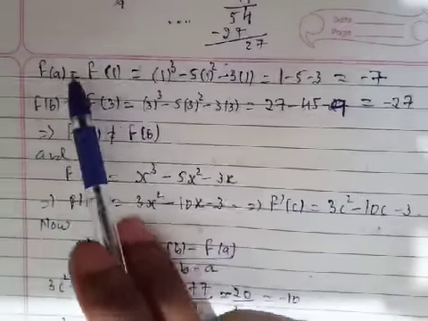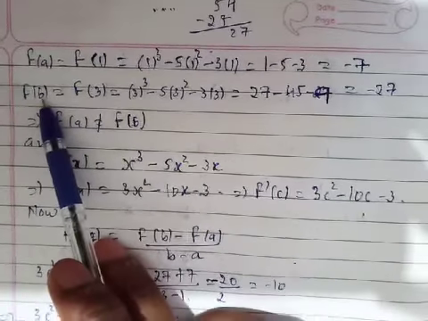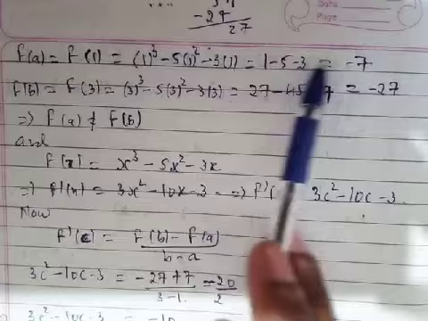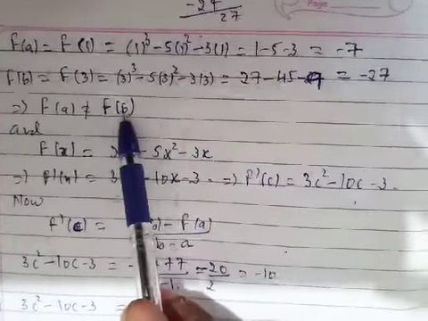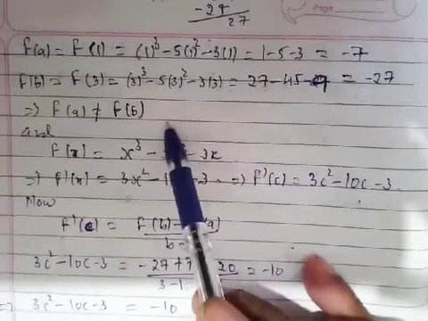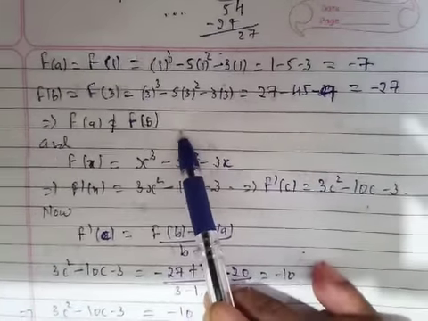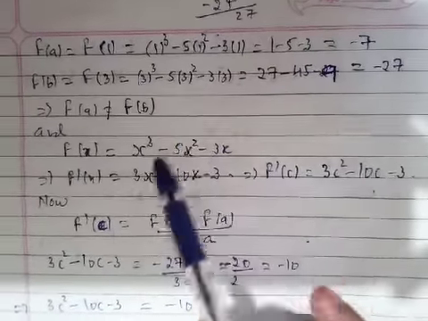Third condition, f of a is equal to f of b. We have to check whether they are equal or not. f of a is minus 7, f of b is minus 27. So f of a is not equal to f of b. Hence we can say that the mean value theorem is applicable here.